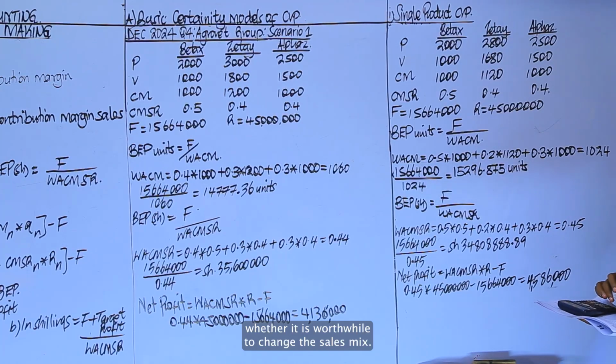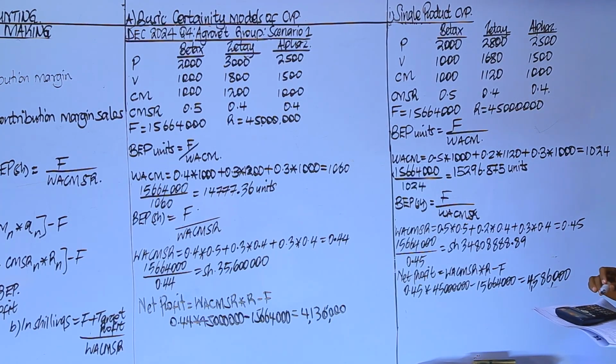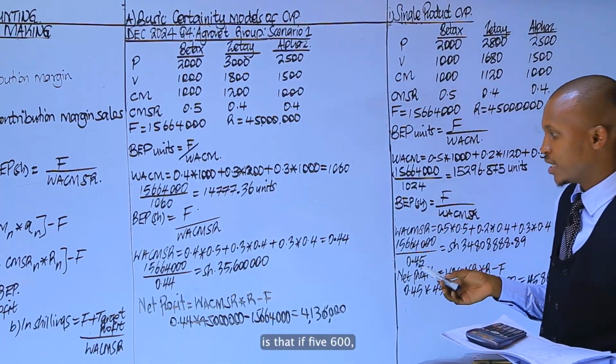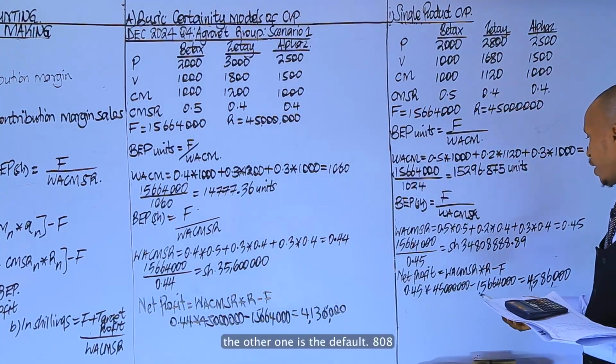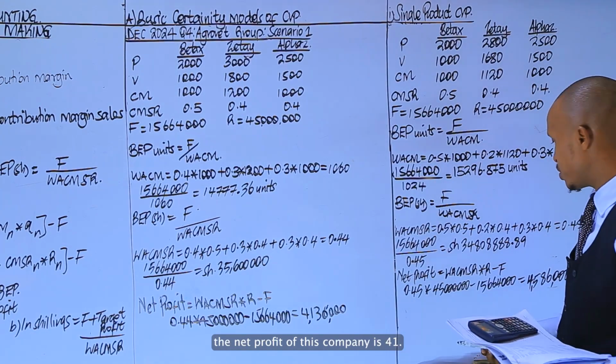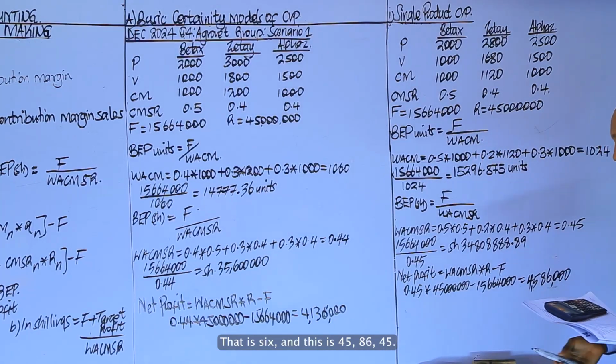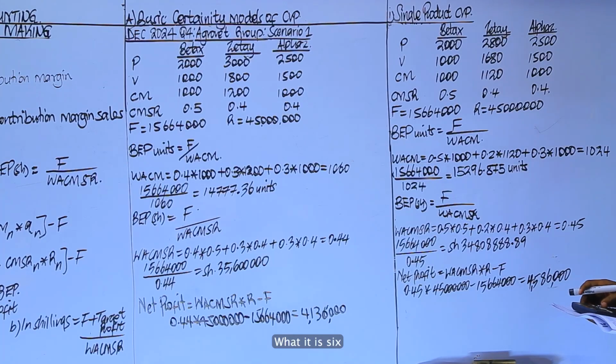the sales mix. The current break-even point in shillings is 35,600. The other one is 34,808. The net profit of this company is 4,136,000, and this is 4,586,000.